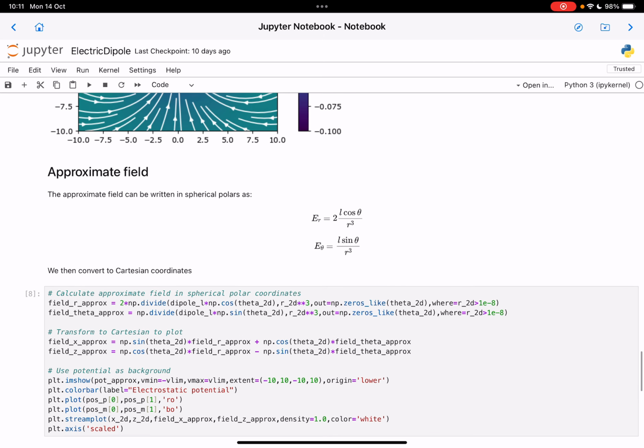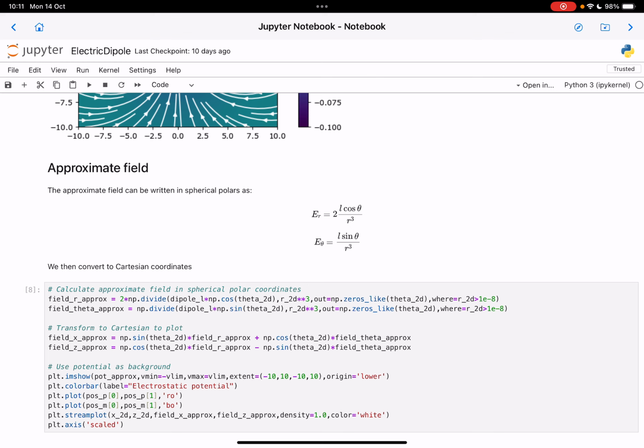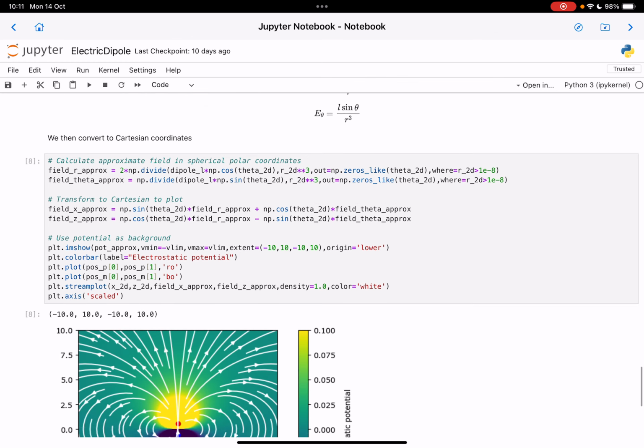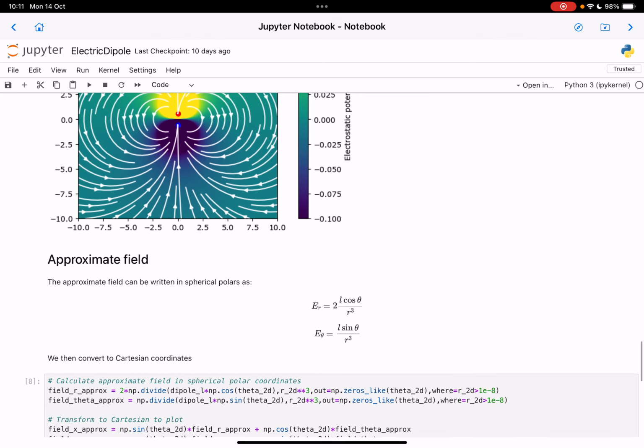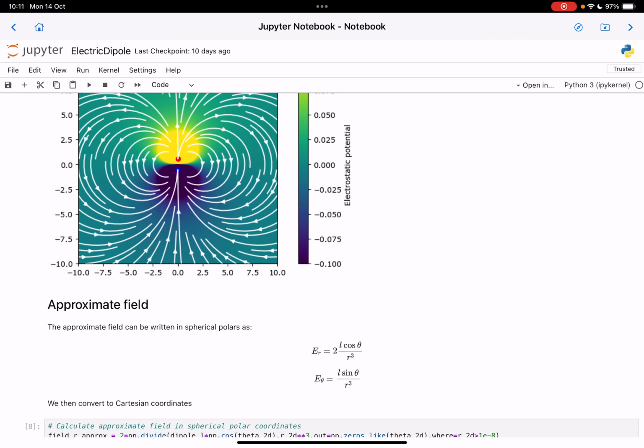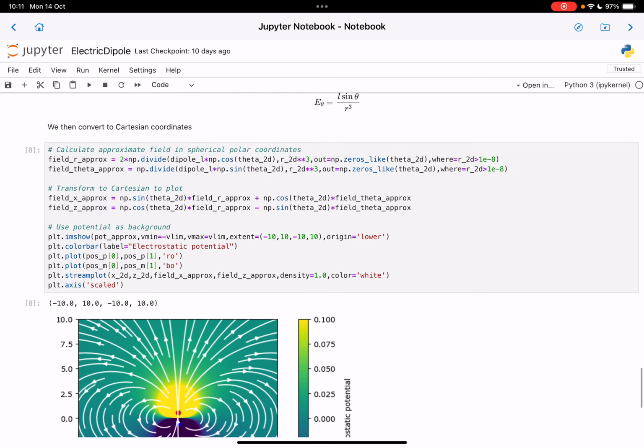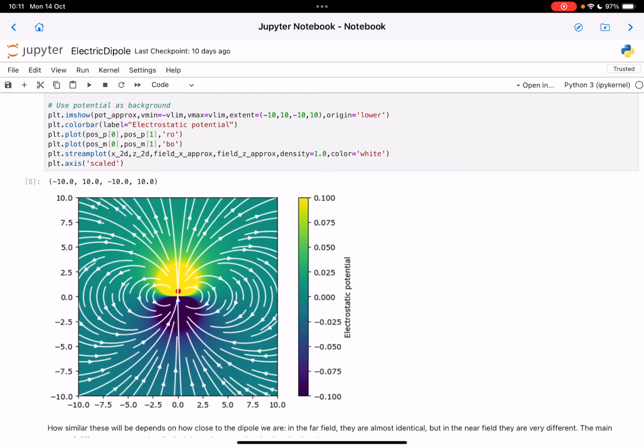The approximate field, which I've written in spherical polars and then transformed into Cartesian coordinates down here, again looks quite similar. Though if you look very carefully, what you'll see is that for the exact field, particularly near the charges here, the field lines are not pinching in towards the charges, whereas down here, the field lines are just starting to pinch in.